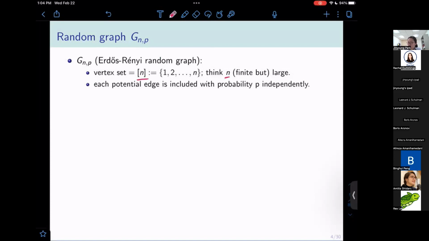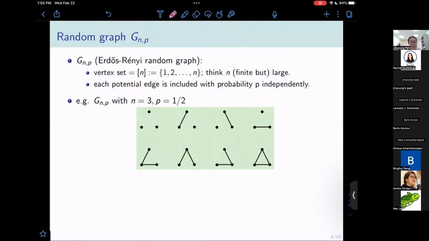And so because we have n vertices in our ground set, and those vertices are fixed, we have n choose 2 potential edges, and each potential edge is included with probability p independently. And here, this probability p, in our setting, is usually a function of n, which tends to 0 as n tends to infinity. So this p is usually like log n over n or 1 over n. So this is a function of n that tends to 0 as n tends to infinity.